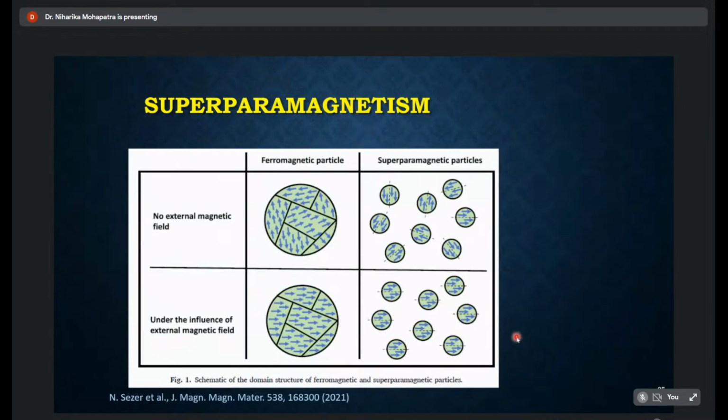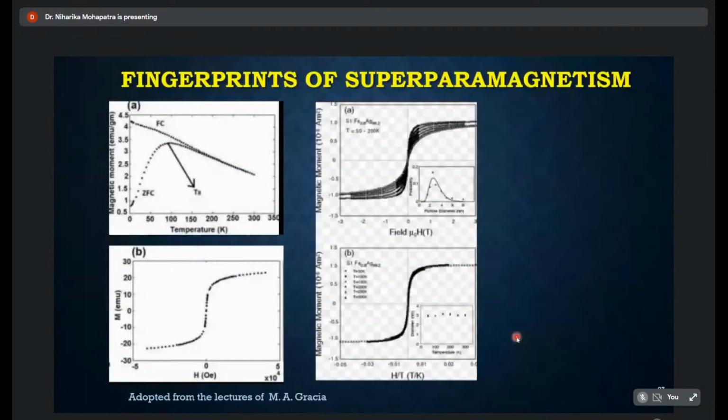So there are certain characteristics of this material. So you can find FC, ZFC. Okay, first I will tell you what is FC and what is ZFC. FC represents the magnetization corresponding to field cool condition, and ZFC represents the magnetization corresponding to zero field cool condition.